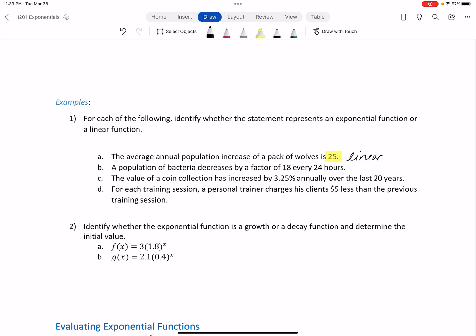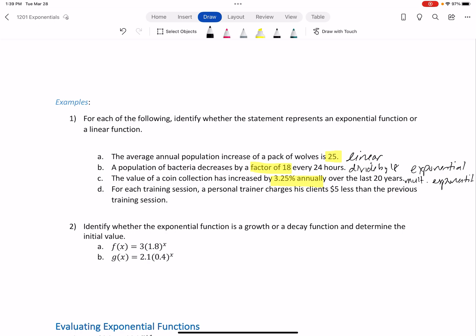A population of bacteria decreases by a factor of 18 every 24 hours. That means I'm going to divide by 18 every 24 hours. So this is exponential, and this is decay because it's getting smaller. The value of a coin collection has increased by 3.25%. To find a percentage, we multiply again. So this is going to be exponential growth.